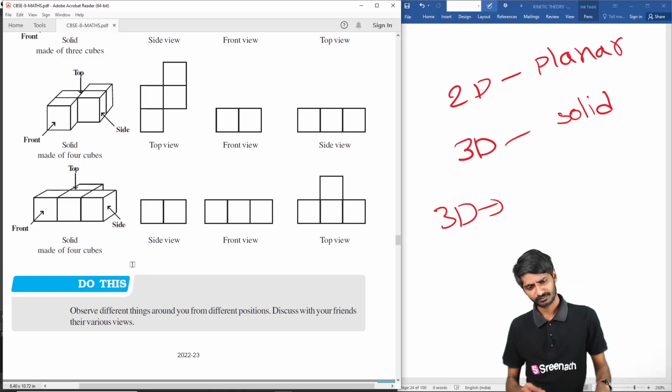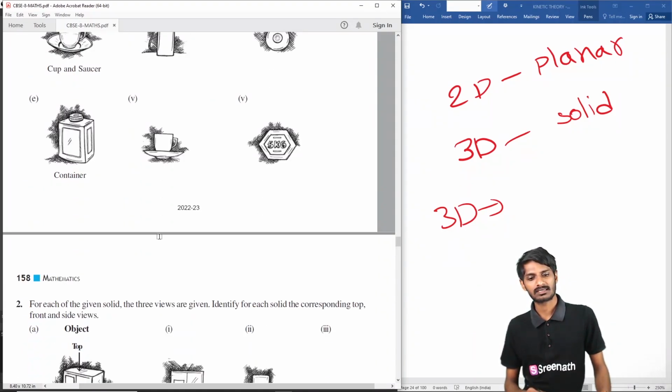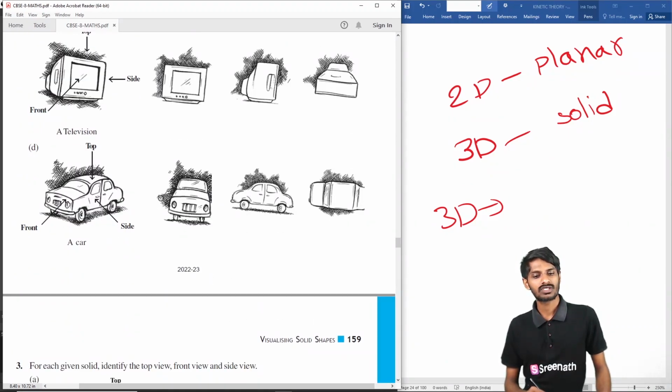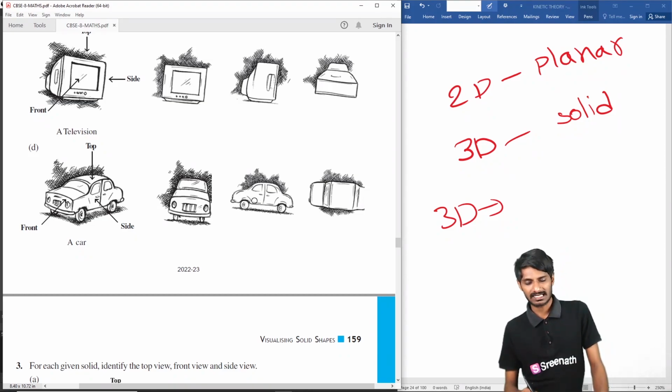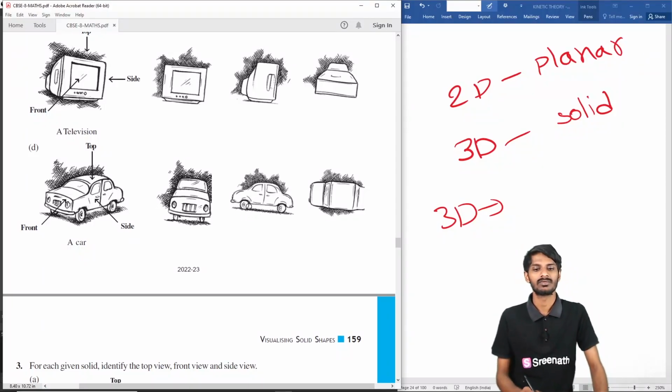Okay, so try to do these examples. What is this view, which is the top view, what is this view, which is the side view? This is the front view, and this is the side view, and this is the top view. Like that you have to name them. Okay students.